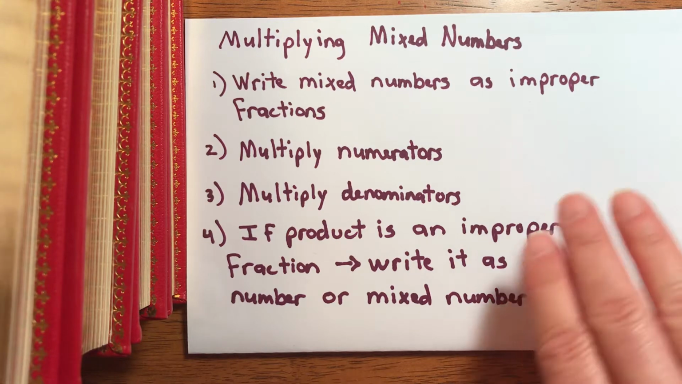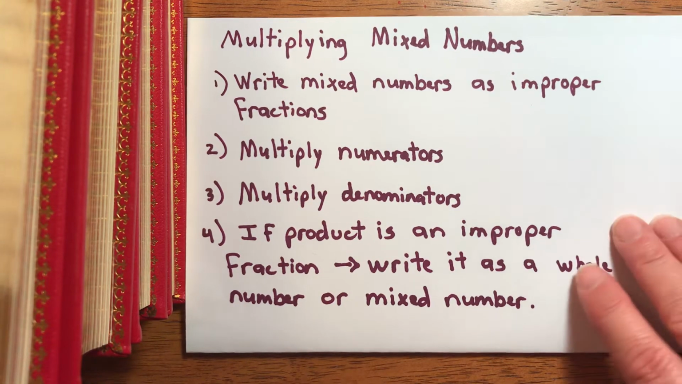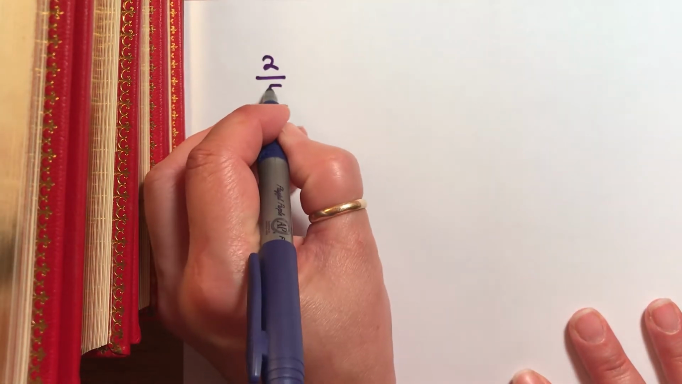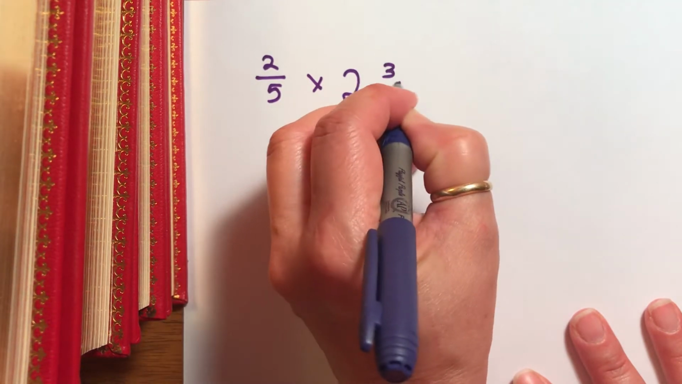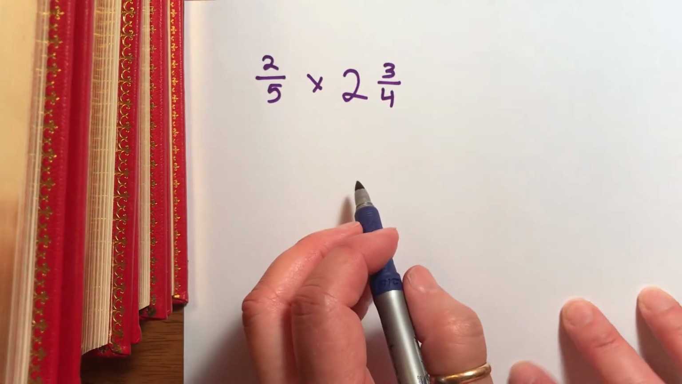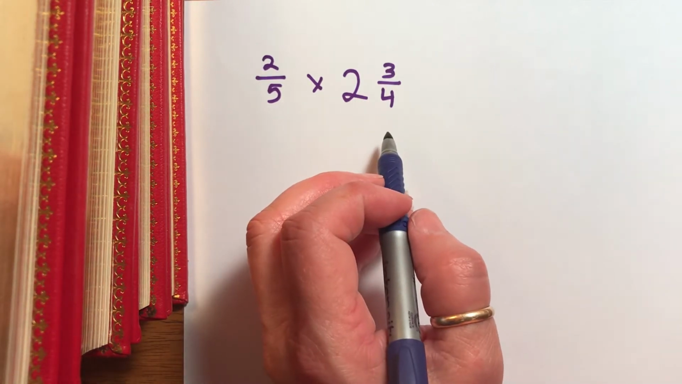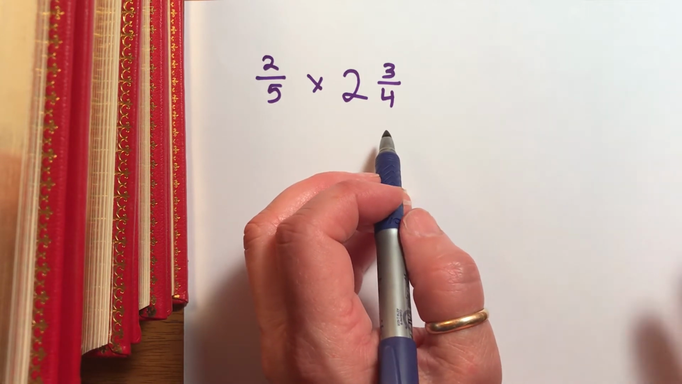So I'm going to move this out of the way, and I'm going to go ahead and get the examples for you. Okay, so the first one I'm going to do is where I'm going to multiply a fraction, 2/5, times a mixed number, 2 3/4. So in order to do this, I need to write 2 3/4 as an improper fraction so that I can multiply the numerators and then multiply the denominators.